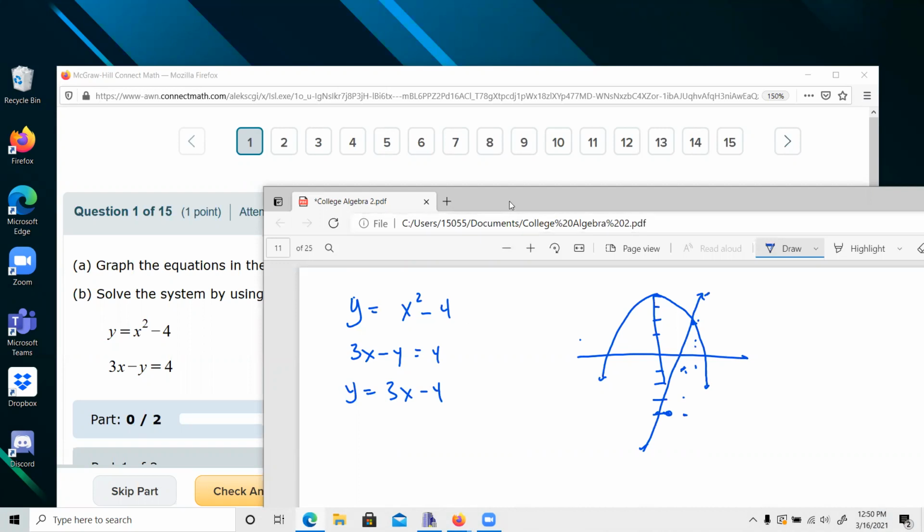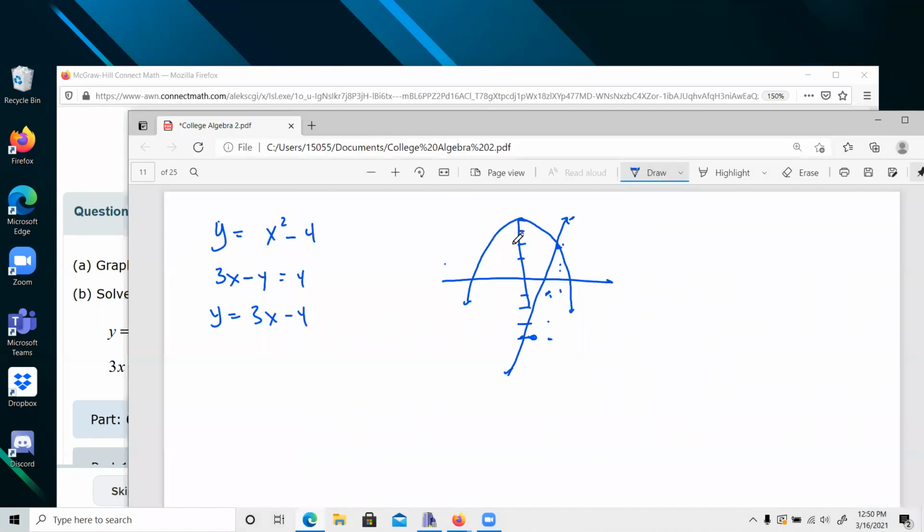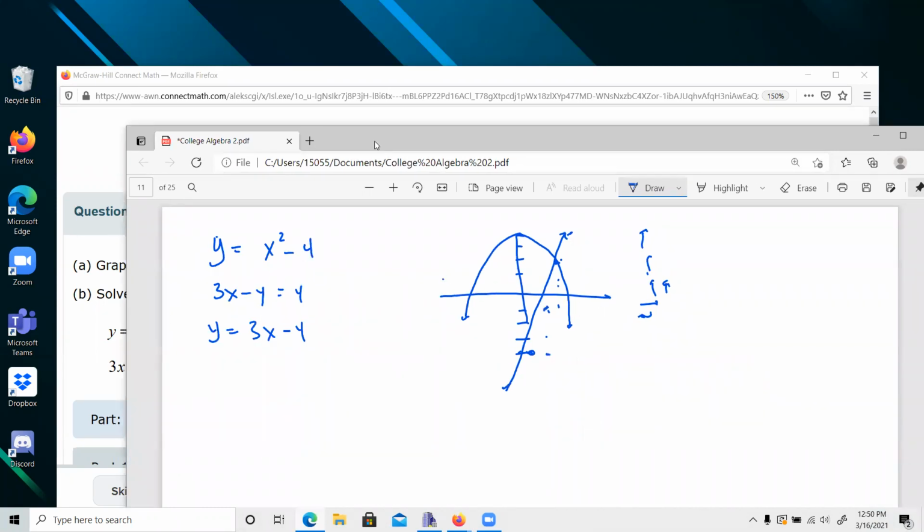I had a teacher in high school that when he would graph, the x values were waddles and the y values were quacks. It's just something that I've always remembered, so hopefully you will too. So waddle, quack, quack, quack, waddle, quack, quack, quack.